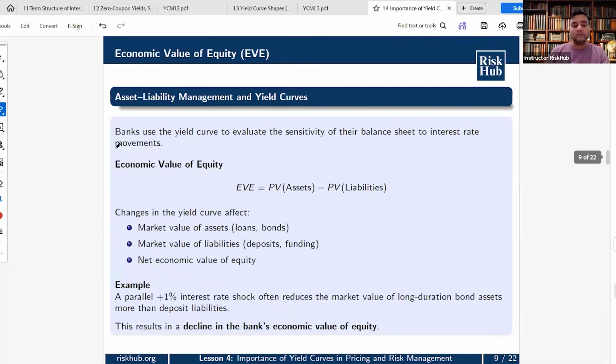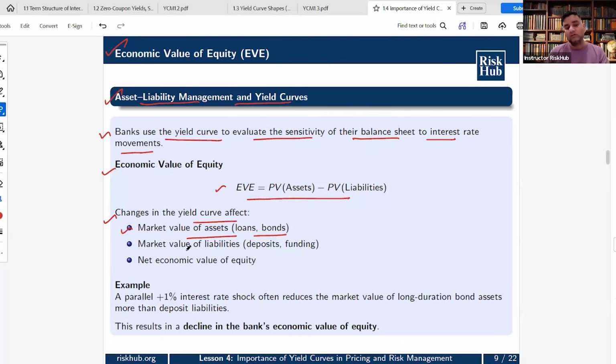Then we get into slide number 9, which is about economic value of equity, asset liability management, and the yield curve. Banks use the yield curve to evaluate the sensitivity of their balance sheet to interest rate movements. Economic value of equity, EVE, is equal to the present value of assets minus the present value of liabilities. Changes in the yield curve affect the market value of assets, loans and bonds, and the market value of liabilities, deposits and funding. For example, a parallel plus 1% interest rate shock often reduces the market value of long duration bond assets more than deposit liabilities, resulting in a decline in the bank's economic value of equity.